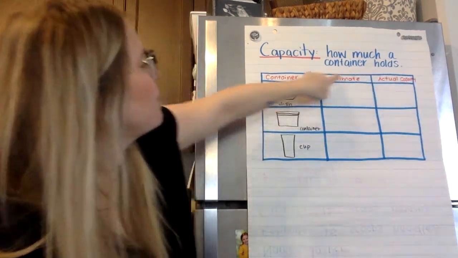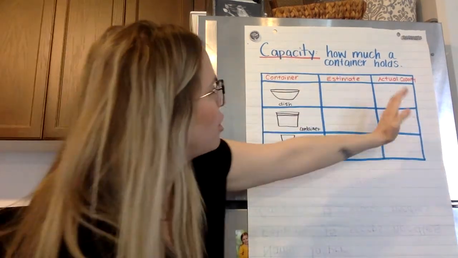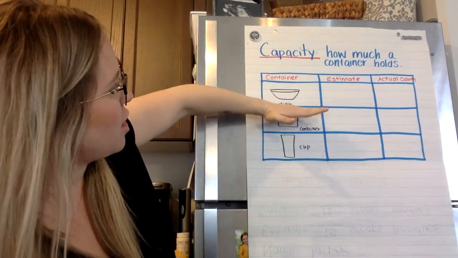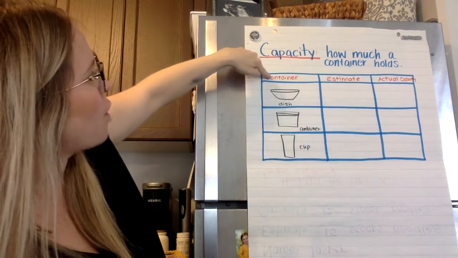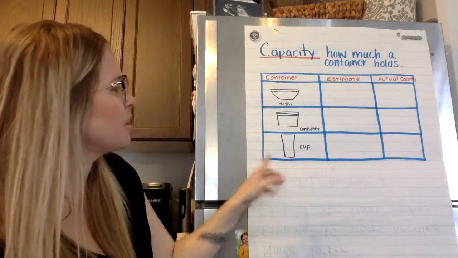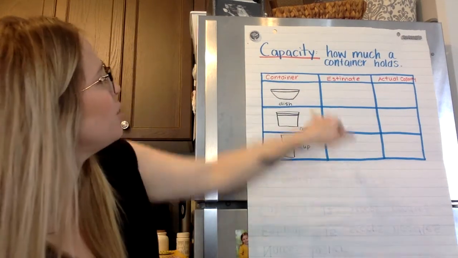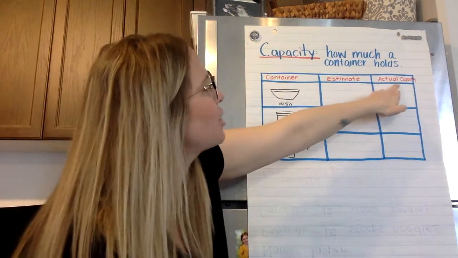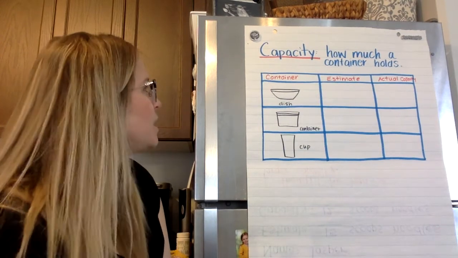So you need to draw a great big rectangle. You need to divide it into 3 columns, 1, 2, 3, and then you need to have 3 rows for the containers that you're going to be measuring with, and then the 4th row is going to be the title. Okay, so you need to draw this chart, not these containers, because you might have different containers that you're using. You need to write container over the first column, estimate, and then actual capacity over the last column.